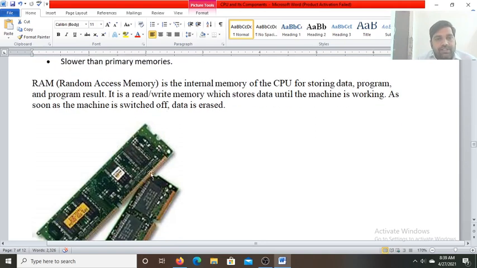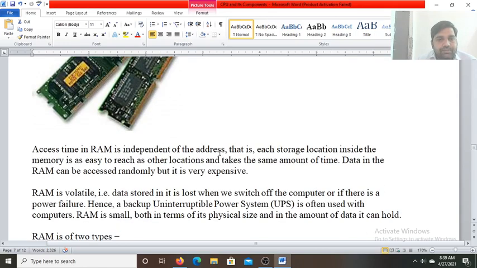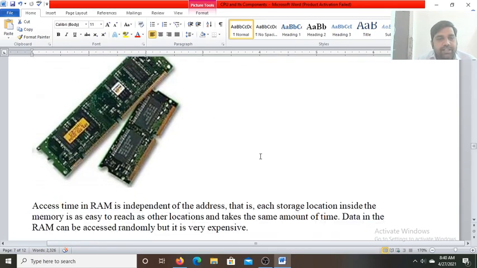Okay, now you see this RAM. RAM is the internal memory of the CPU for storing data, program, and program results. It is a read-write memory which stores the data until the machine is working. Till the CPU is on, till the computer is on, so it will read and write on this RAM. As the machine is switched off, data will be erased.